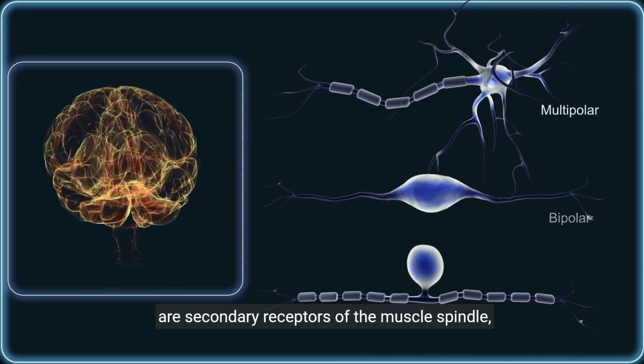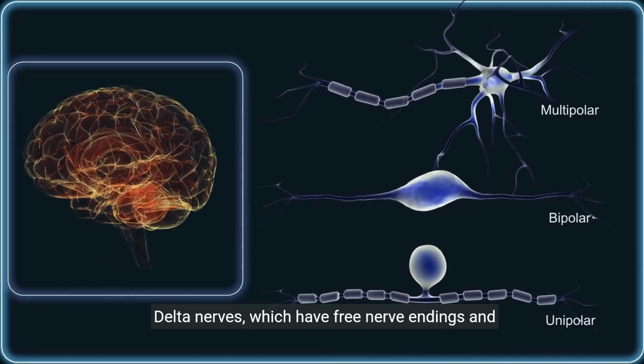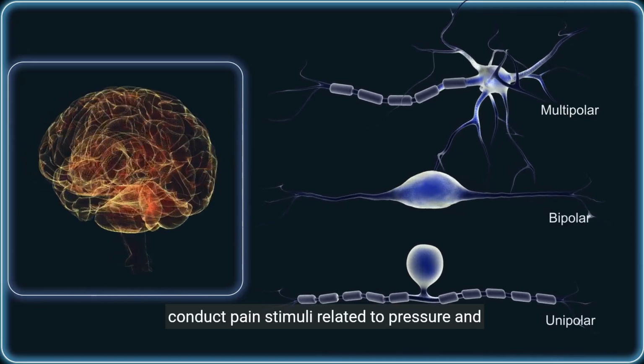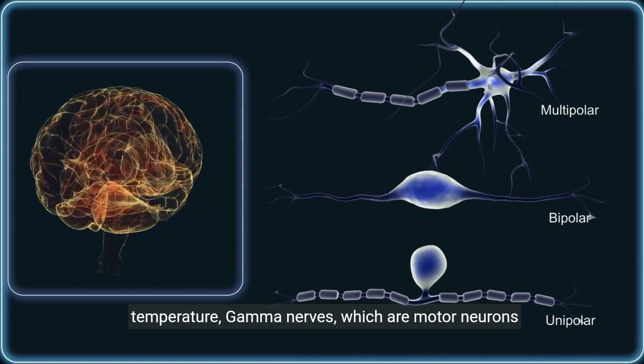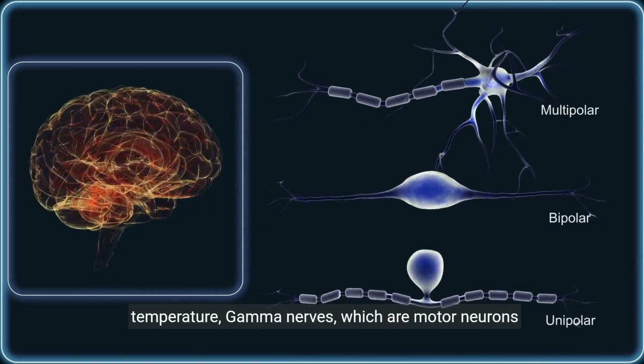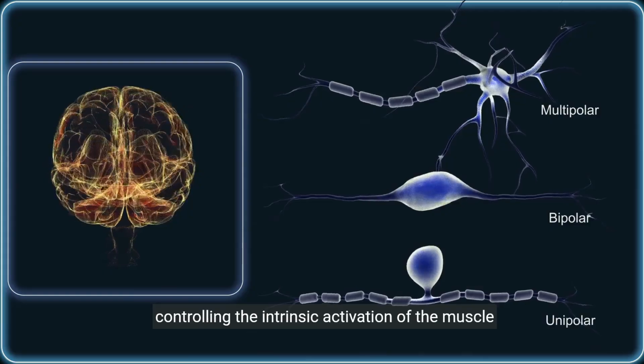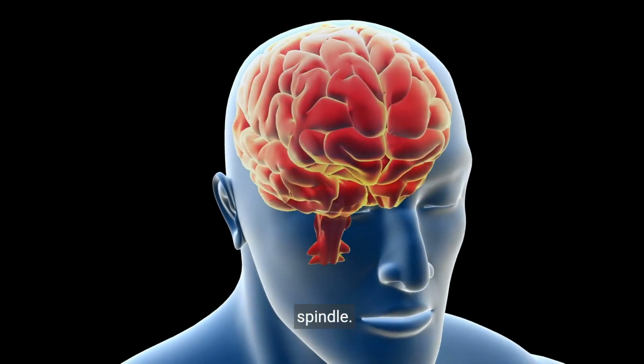muscle spindle; delta nerves, which have free nerve endings and conduct pain stimuli related to pressure and temperature; gamma nerves, which are motor neurons controlling the intrinsic activation of the muscle spindle.